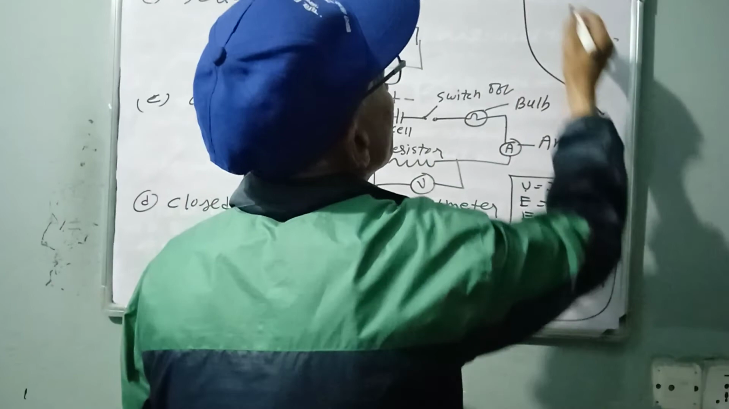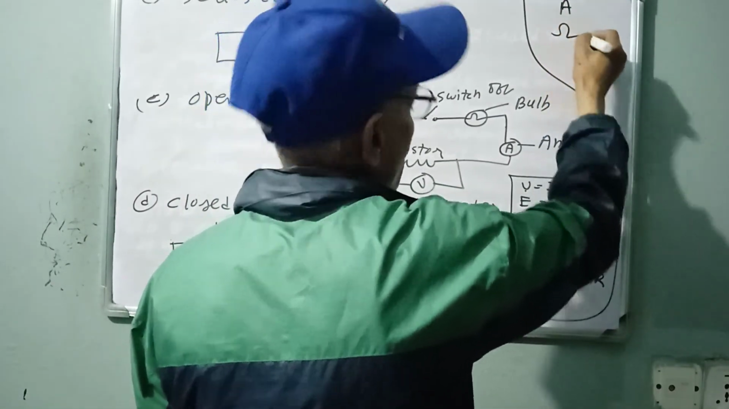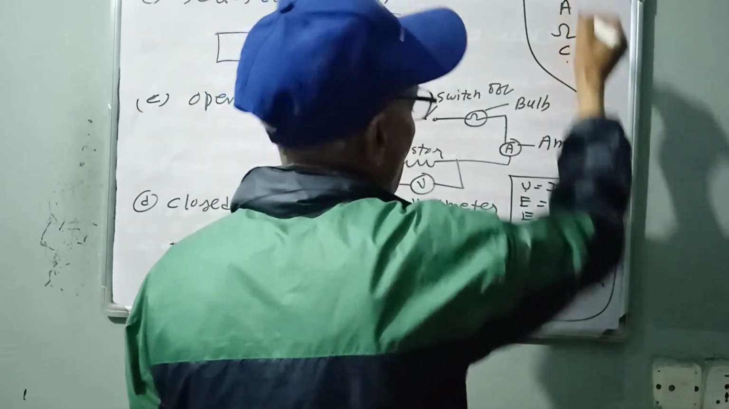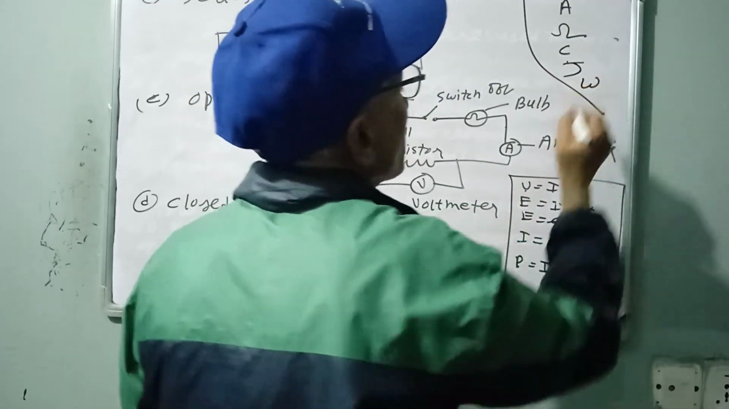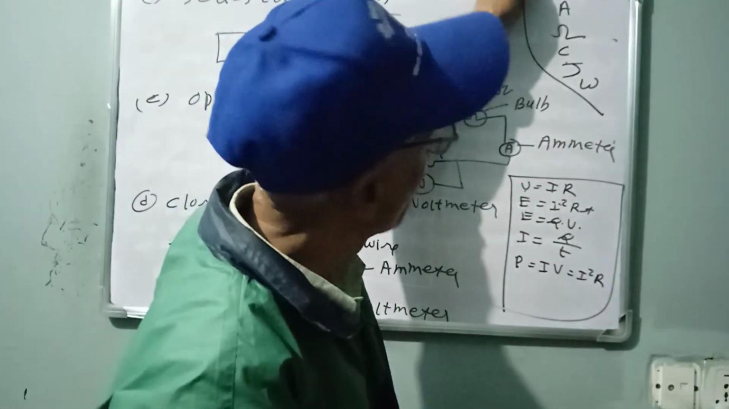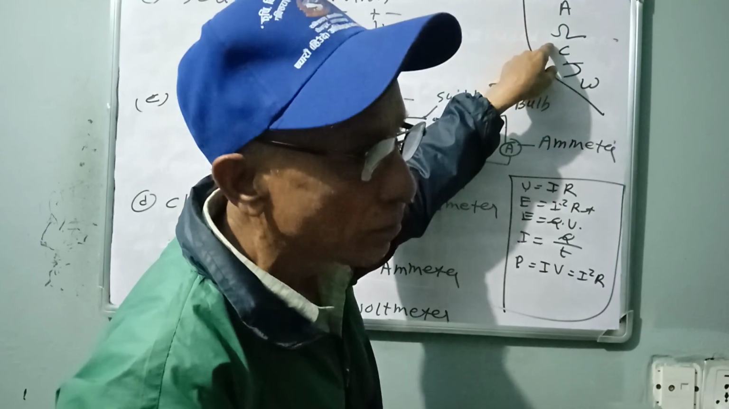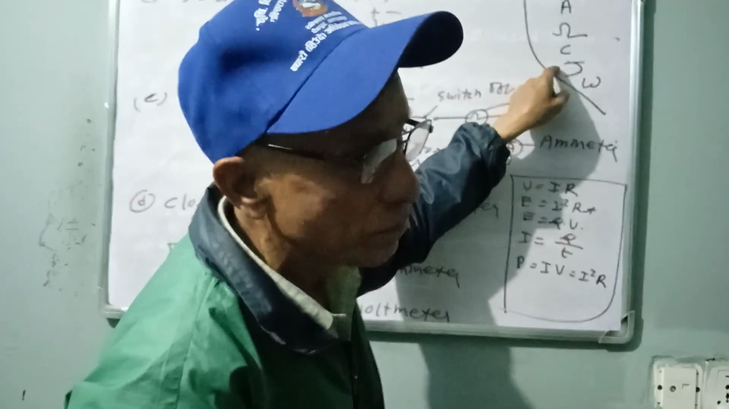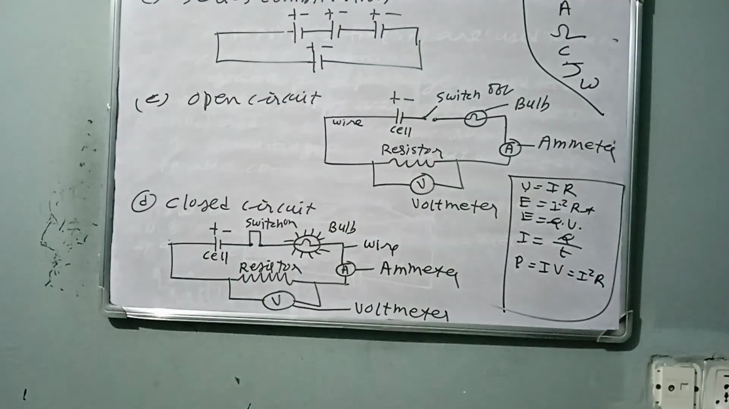Units: volt for voltage, ampere A for current, ohm for resistance, coulomb C for charge, joule J for energy, second for time, watt for power. They are written. You will learn in class 9.